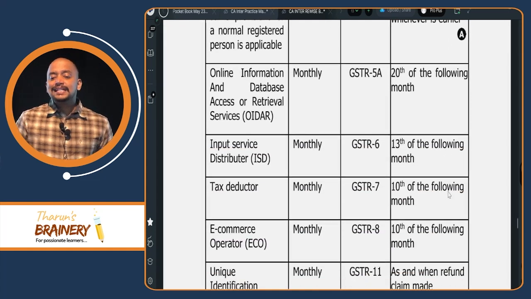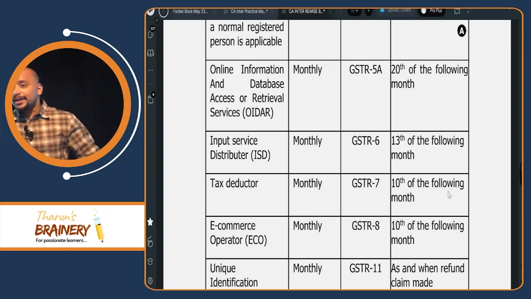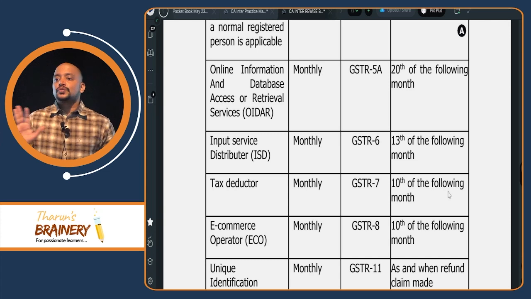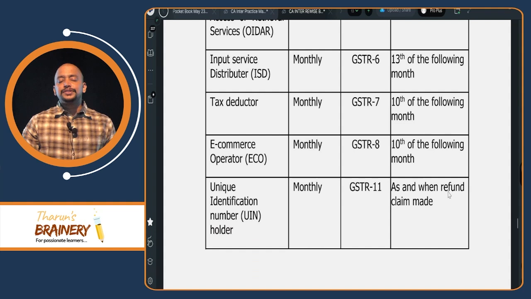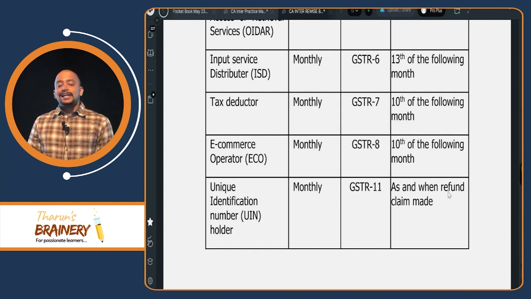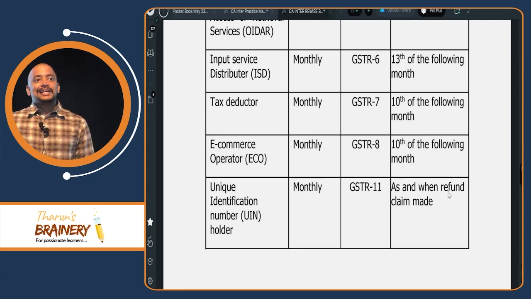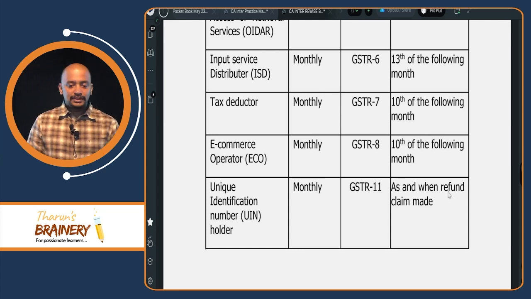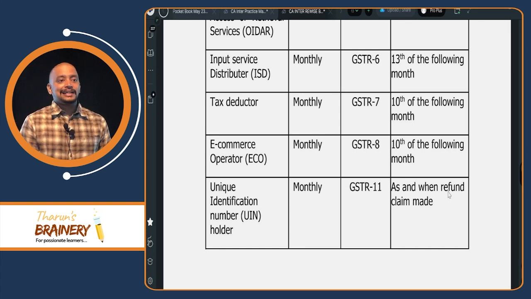GSTR 5A is a return to be filed by an OIDAR supplier located outside India. And that return will be like a 3B return, that is 20th of the month following every month. Then the input service distributor is required to file a return, that is GSTR 6. And that is to be filed by 13th of the month following every month. And tax deductor and tax collector, TDS and TCS.